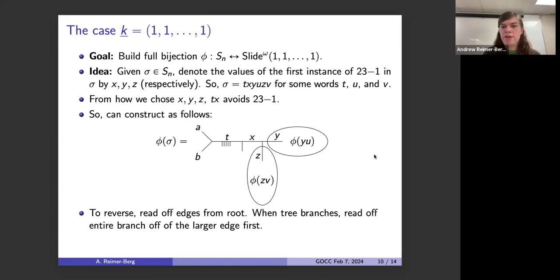If we want to reverse this map, we just start by labeling all the edges of the tree, and then start at the root, start reading off. When we get to somewhere where it branches, this branching would necessarily correspond to a 2-3-1 somewhere in the permutation we're building. One of the two edges going off of the branch will be larger than the other one. So we'll read off the entire branch with the larger one first, potentially having multiple steps in there. Then we jump back and do the entire one with the smaller one.